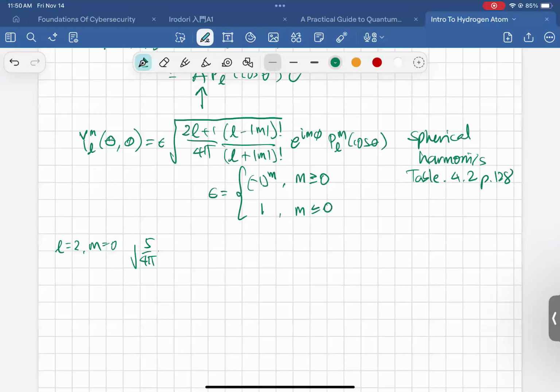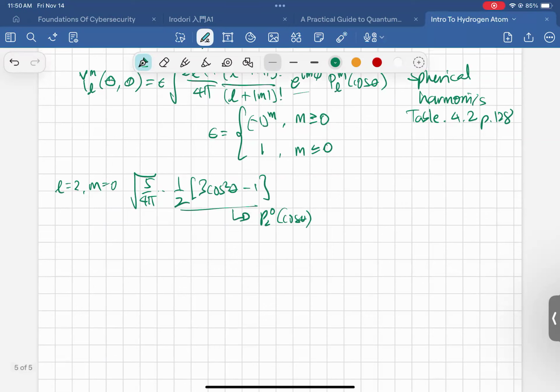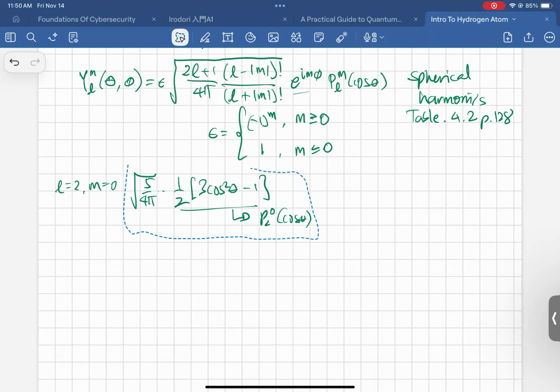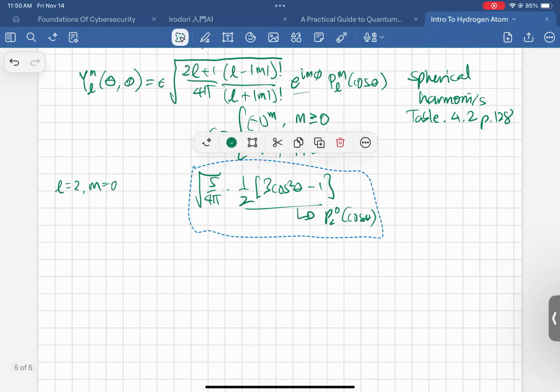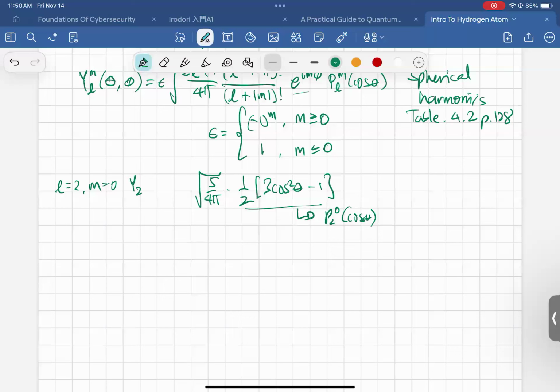Okay, so square root of 5 over 4 pi times, yung M is 0, so itong term na to will be just equal to 1. Okay, times, and then 1/2, di ba? Times 3 cosine squared theta minus 1. Yun yung P, ito yung P2 of 0 na cosine theta. Okay, so this is the y20 theta phi solution.